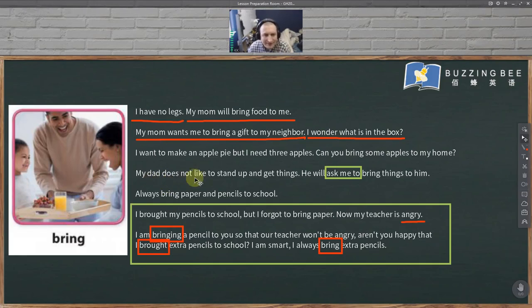My dad does not like to stand up and get things. He will ask me to bring things to him. He will ask me to. Here I am modeling a sentence pattern. It isn't necessary for me to model this, but it's a simple sentence pattern, and just by being exposed to the language my students are going to be learning. So I'm always thinking about adding in extra little sentence patterns throughout my lesson.